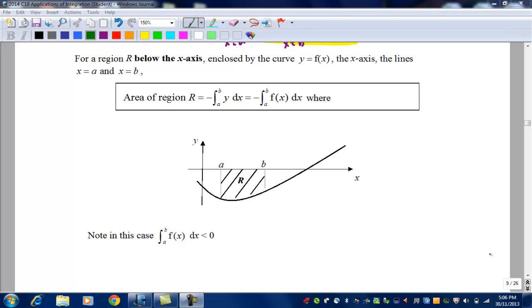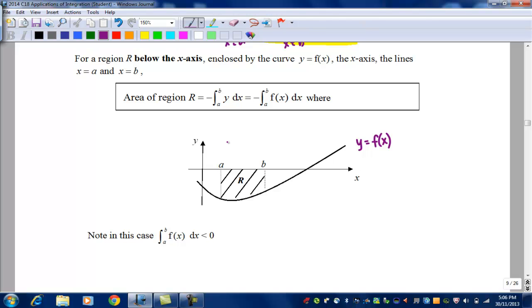Now we look at this region R below the x-axis, enclosed by the curve y equals f of x, the x-axis and the lines x equals a and x equals b. So how are we going to find this area of region R? The concept is very simple, like what you have learned earlier.